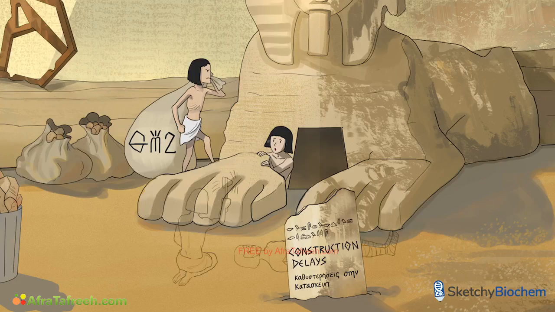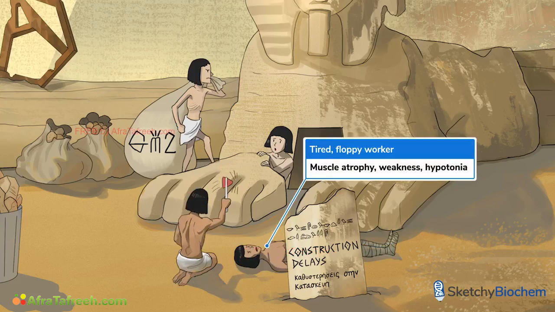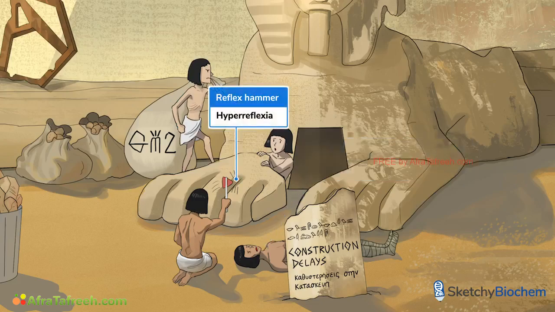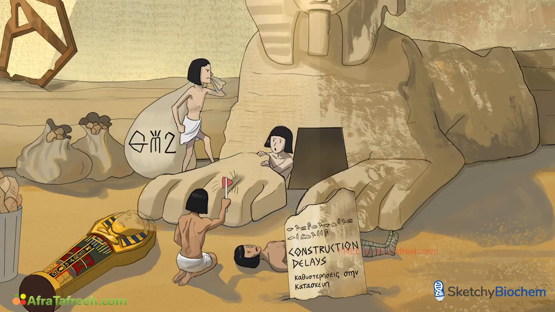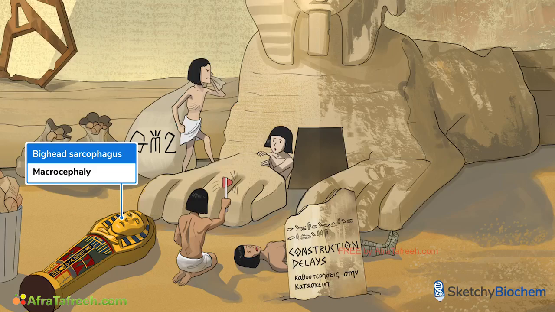Physical exam will show muscle atrophy, weakness, hypotonia, and hyperreflexia. We've added a floppy tired worker for weakness and hypotonia. We also used our recurring symbol of a reflex hammer to symbolize hyperreflexia. In addition, they'll have macrocephaly shown by the sarcophagus large-sized head.